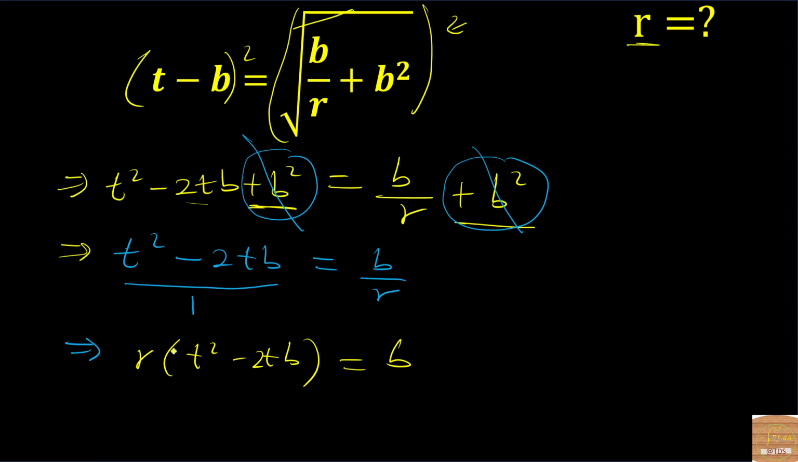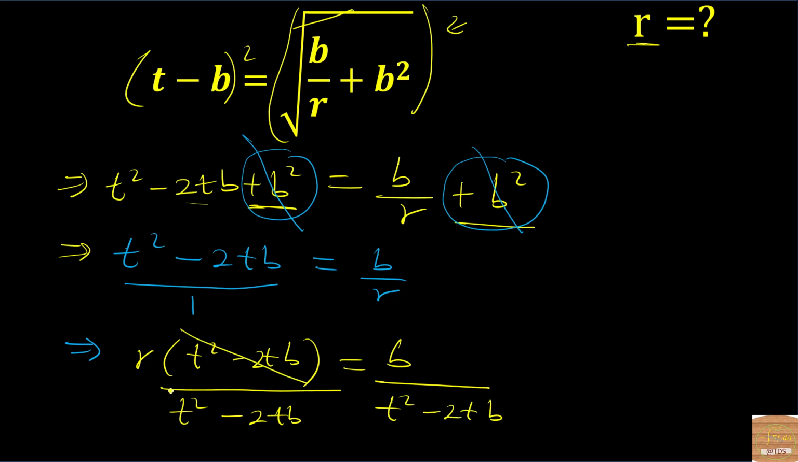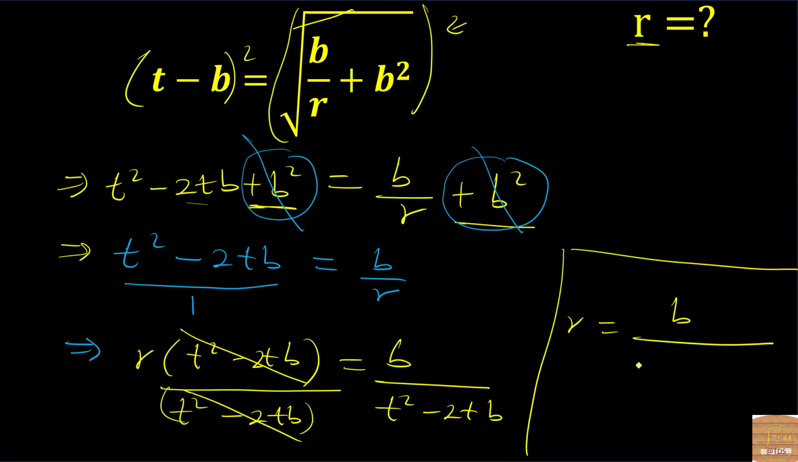Let's not worry ourselves expanding this again. We just divide both sides by the coefficient of r, which is t squared minus 2tb. So this one will cancel this. So my r is simply b over t squared minus 2tb.